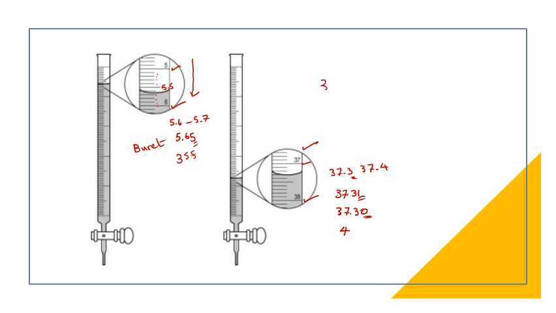And then how much volume will be transferred? 37.31 minus 5.65. So that's how we will calculate. So how much is that going to be? It's going to be around 31.66 milliliters. Okay, that's why sig figs are important in chemistry.